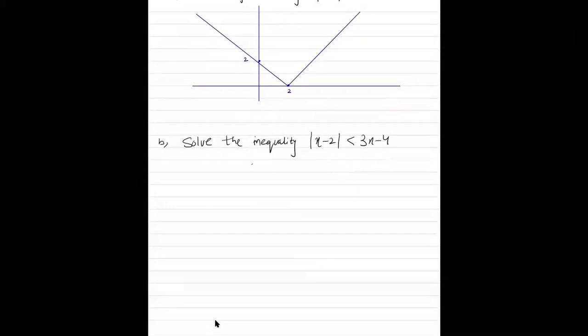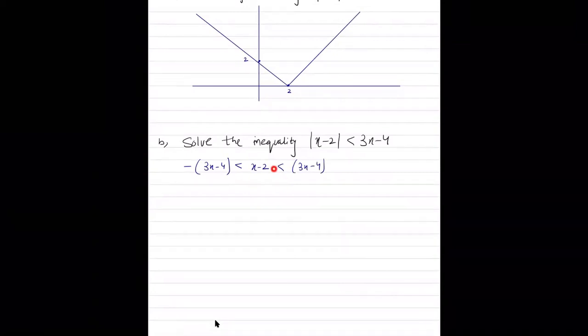So the first step is going to be x minus 2 greater than minus times 3x minus 4 and less than 3x minus 4. Did you do this first step? Sir, I did it in a different way. Like I made x minus 2 positive and negative.